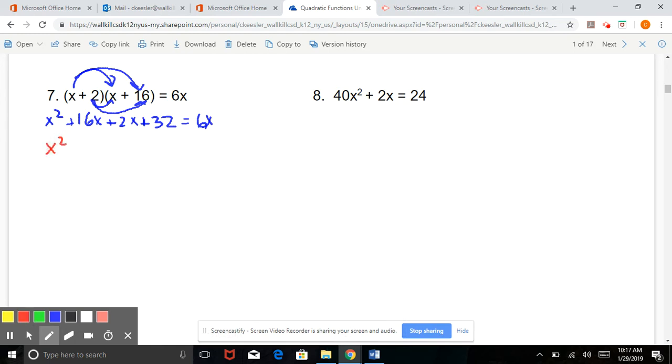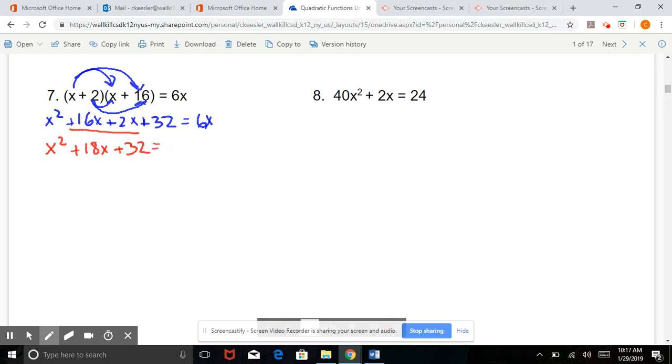Now I have to do some work to get it in standard form. So x squared plus 18x plus 32, by putting together my middle terms, equals 6x. Still not in standard form. I subtract 6x from both sides. X squared plus 12x plus 32 equals 0.